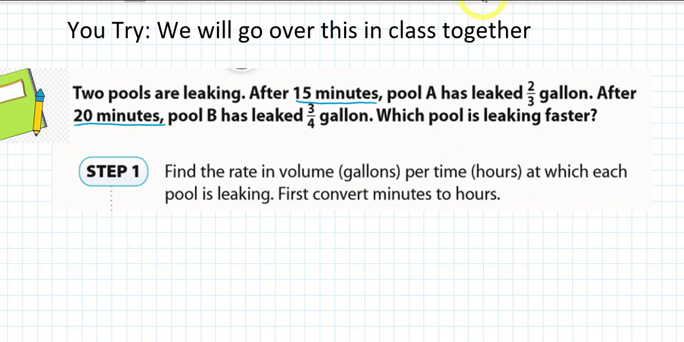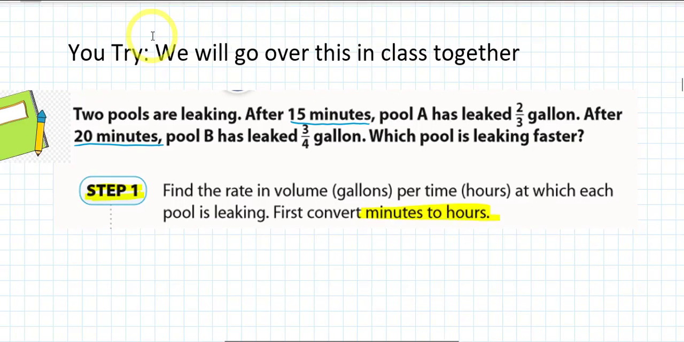So you have a couple of things that you need to do. One of the things I really want you to take a look here at step 1 is you're going to find the volume in gallons per time in hours. And so what they are telling you to do here is, first thing you're going to have to do is convert the minutes to hours. So I'm going to help you with that one. So you have 15 minutes. 15 minutes is a quarter of an hour.